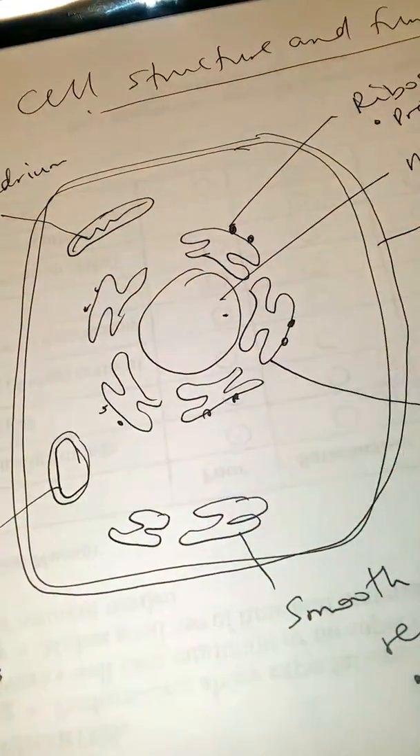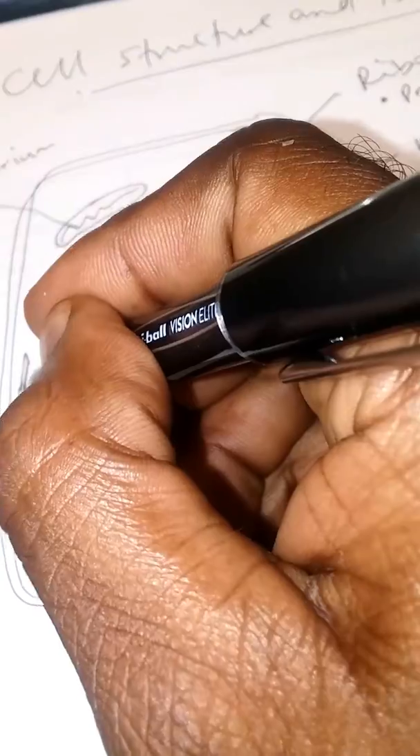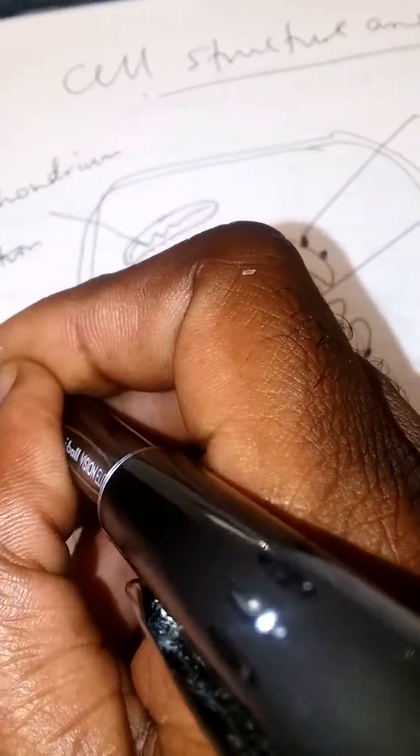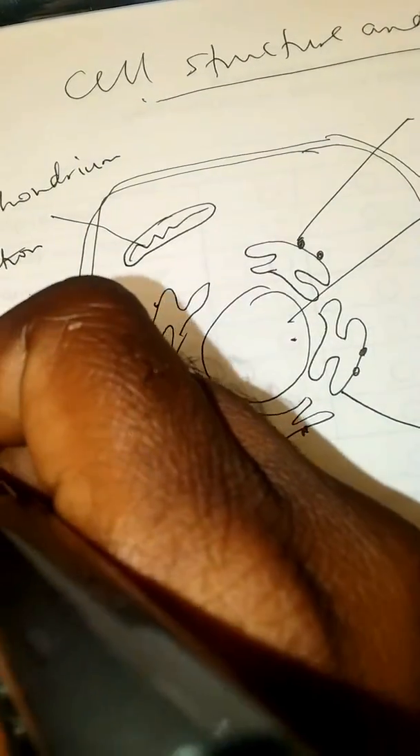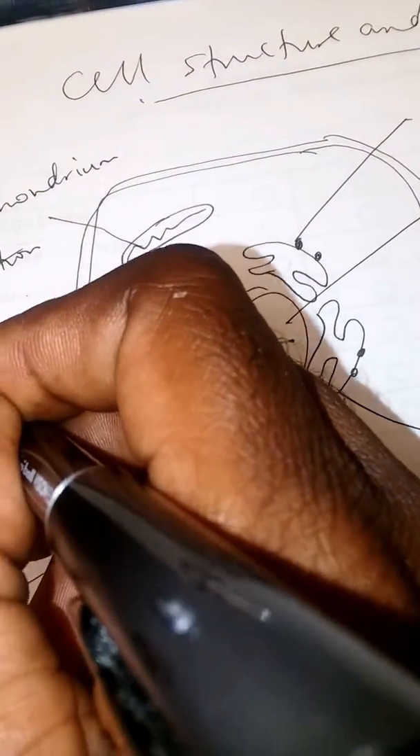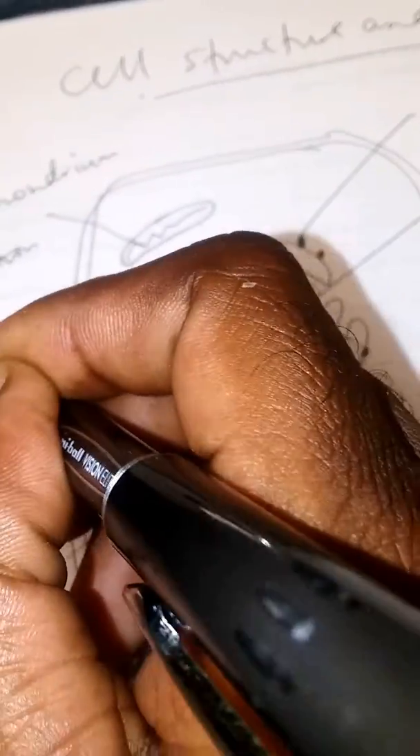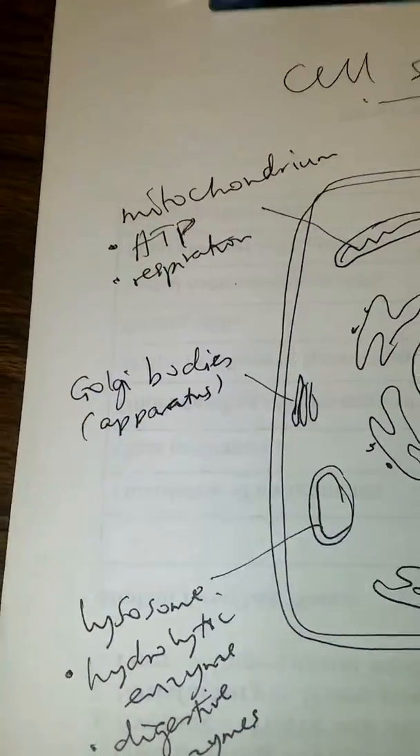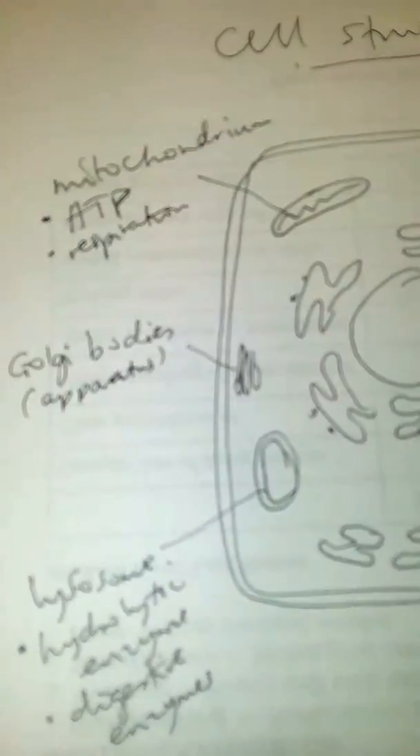And then we have the Golgi Apparatus. Some people call it Golgi bodies or apparatus. The function of the Golgi apparatus is to package protein before they leave the cell.